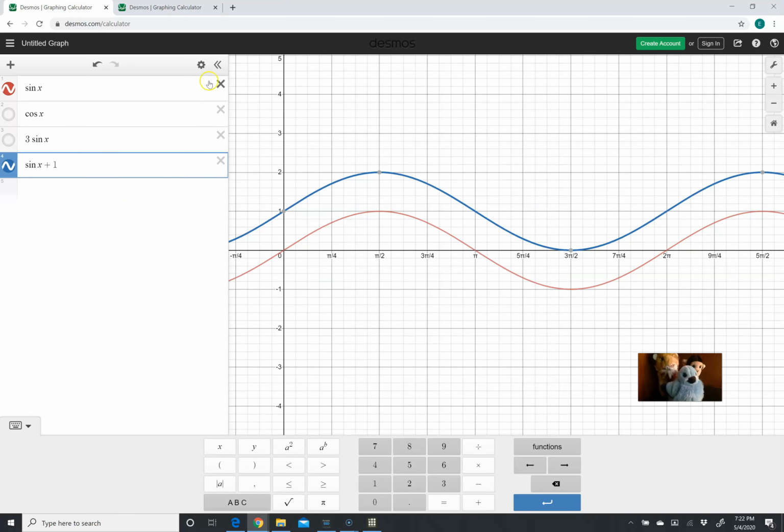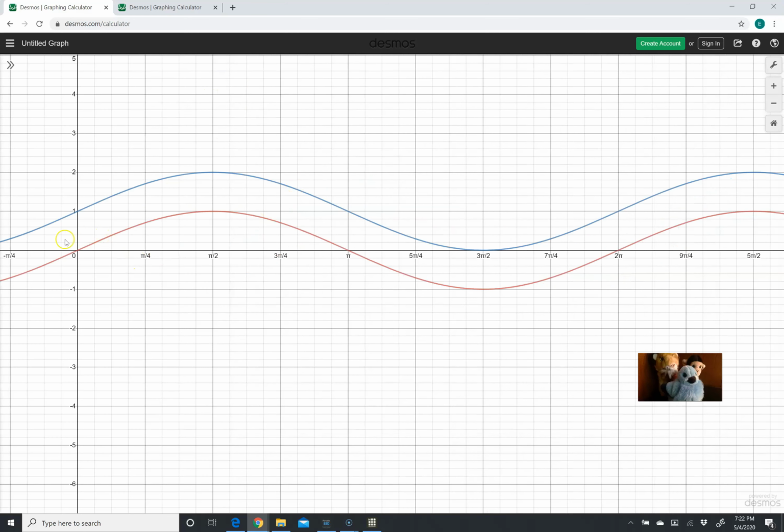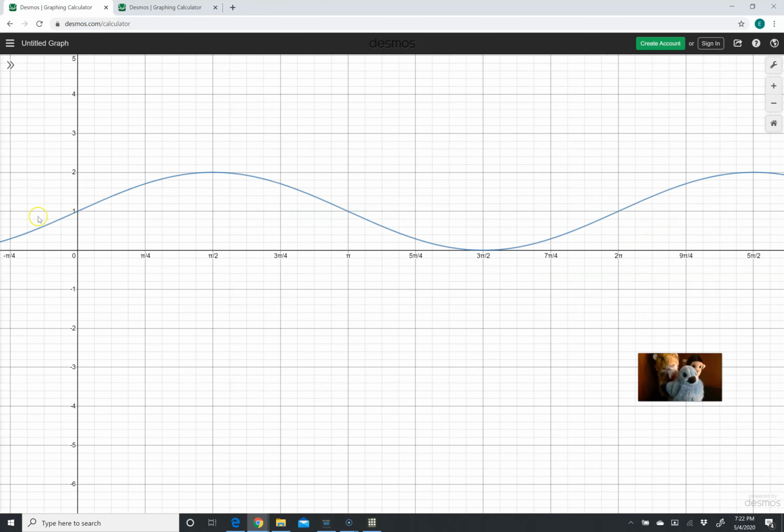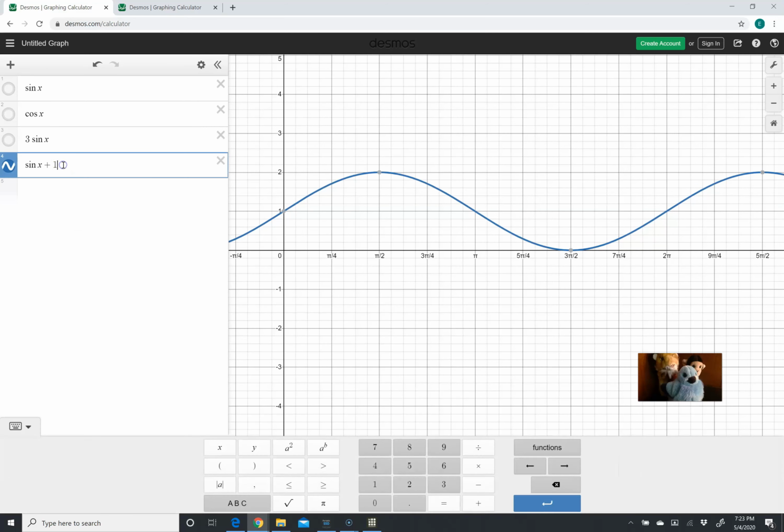So we said, okay, let's move it up by 1. Well, if we move it up by 1, our midline also moves up by 1. I'm going to take out the sine graph for a second. This is just the sine of x plus 1. You can see that the middle of the graph, halfway between the minimum and the maximum, okay, halfway. So here's where our minimum is. Our maximum is up at 2. Halfway between there is 1. Our midline is 1.